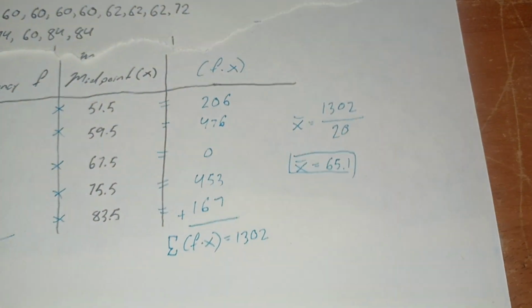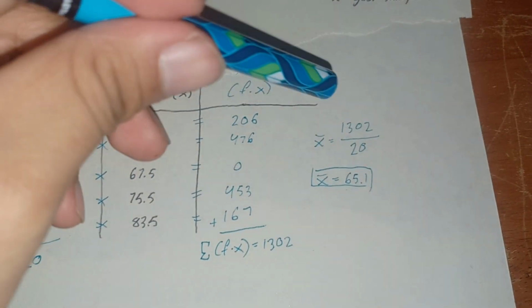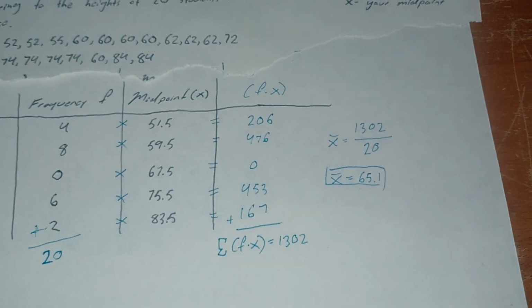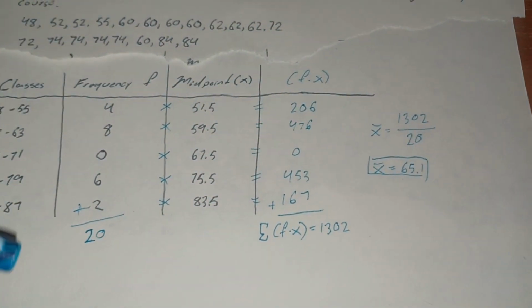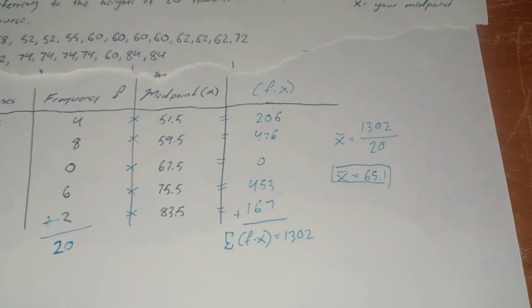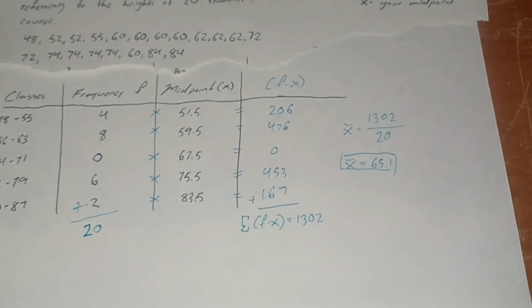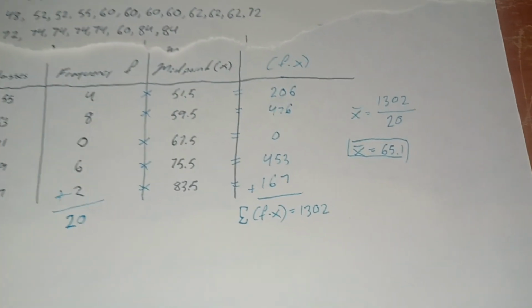It's that easy. The sum of f times x, this row, divided by the sum of f, which is 20. Divide that together, and you'll get 61.5. So that is the mean of the frequency distribution.